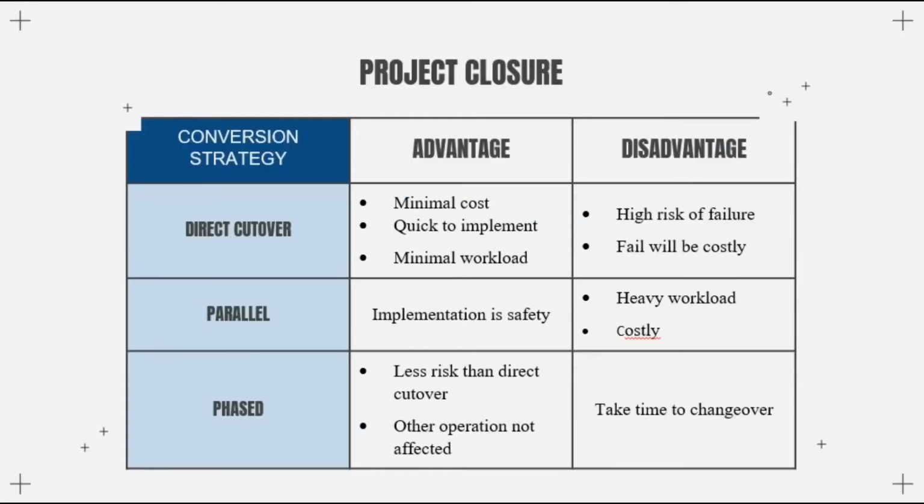Now I would like to share the project closure. We have three types of conversion strategy, which are direct cutover, parallel, and phased. The advantages of direct cutover are minimal cost, quick to implement, and minimal workload. The disadvantages are high risk of failure and it will be costly if it fails.